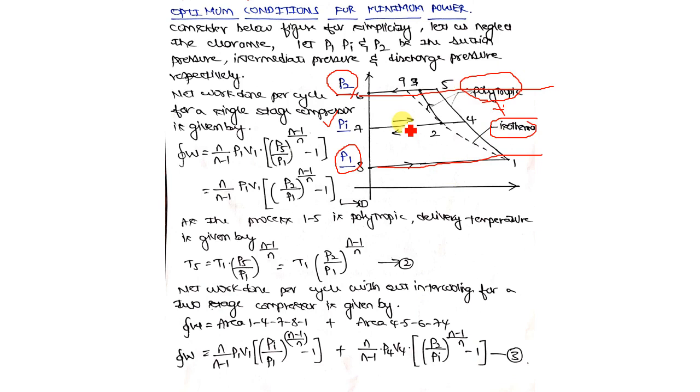Now you see, in the comparison video, the previous video, what we have observed is that the polytropic process, that is this particular process here, will take a lot of work. So in order to have a polytropic process, you require a huge amount of work input. So that's why an isothermal process is always preferred, I said. Why is the isothermal process preferred? Because it reduces the work input.